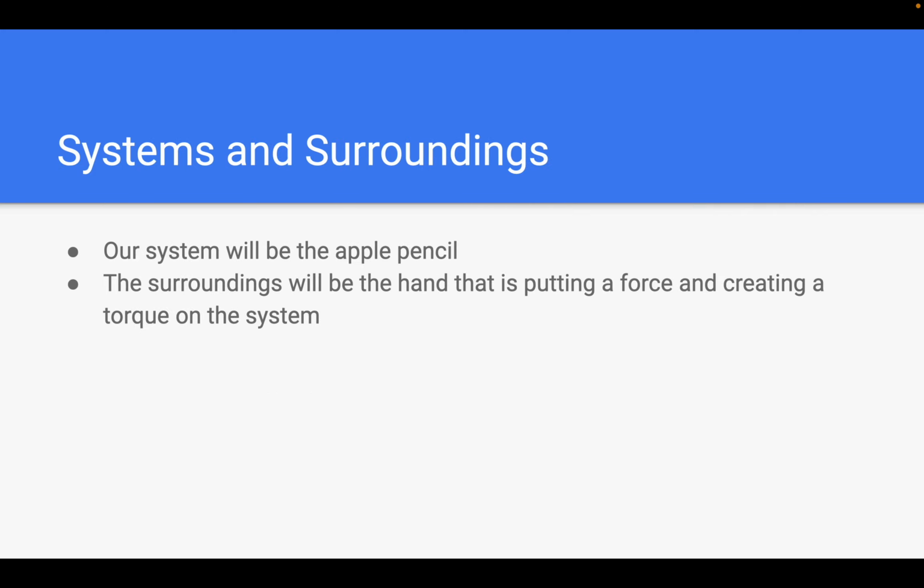Alright, so for our systems and surroundings, our system will be an Apple Pencil for this experiment, and the surroundings will be my hand that is putting a force and creating a torque on the system.